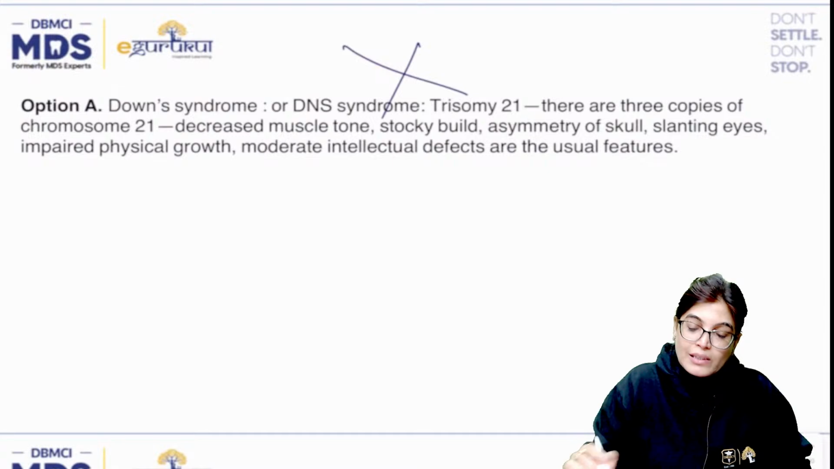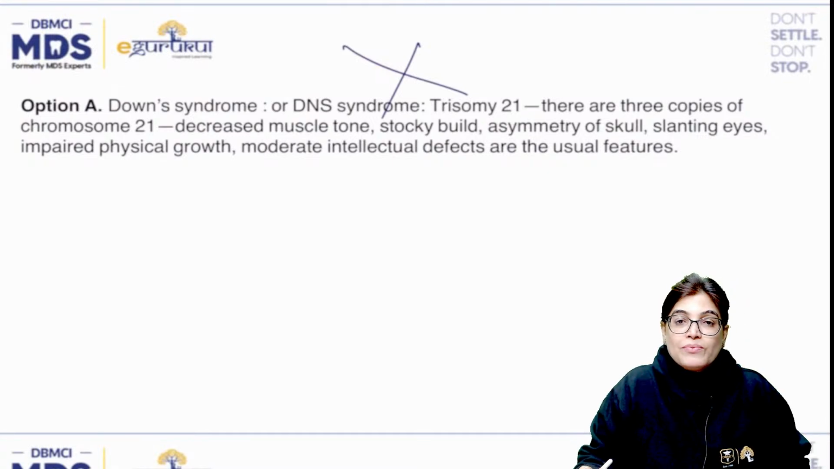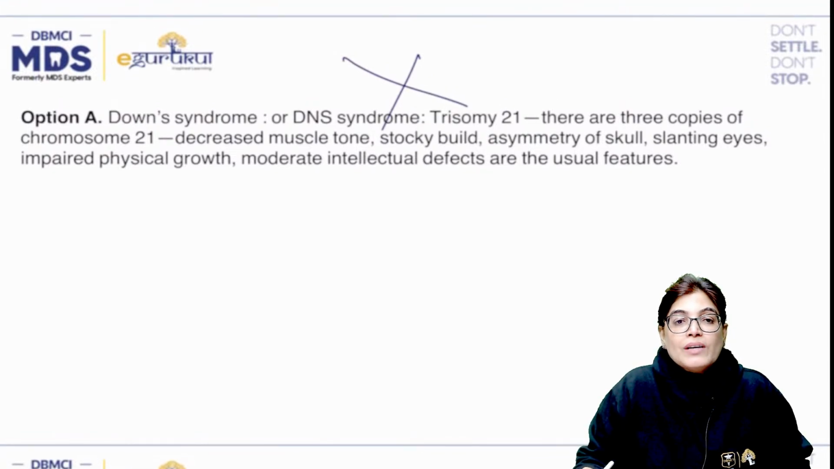Down syndrome is not the right answer. Why? Because it is due to trisomy 21. The major signs and symptoms are that the baby will have impaired physical growth, a moderate intellectual level, slanting eyes, and asymmetry of the skull.